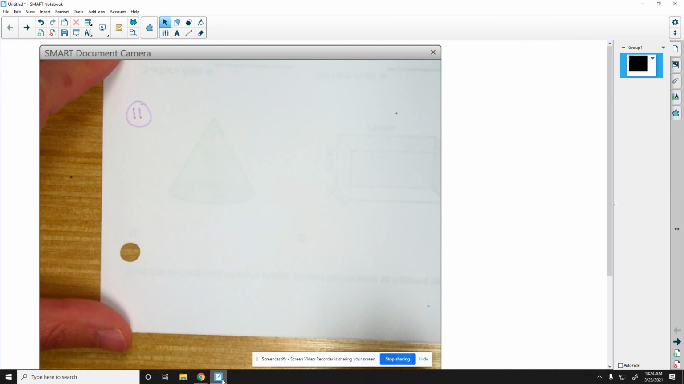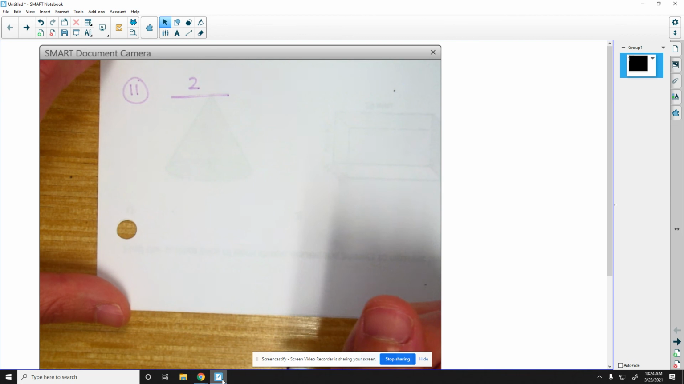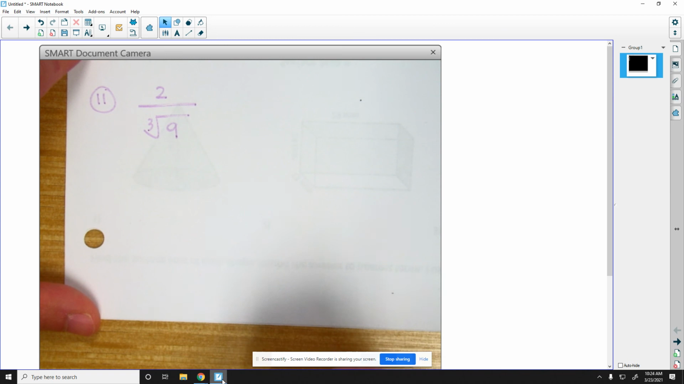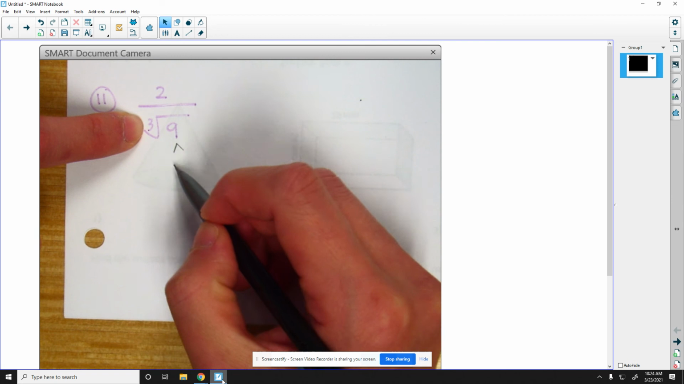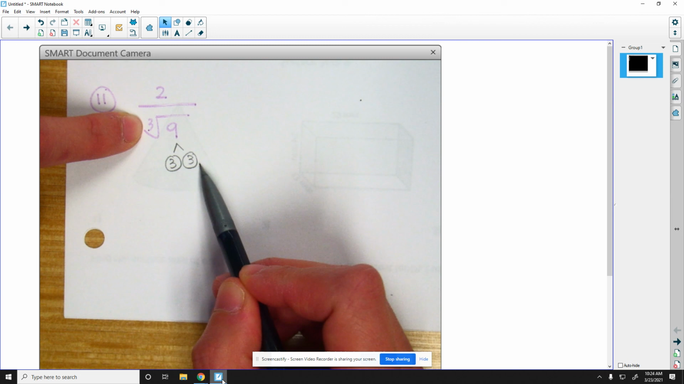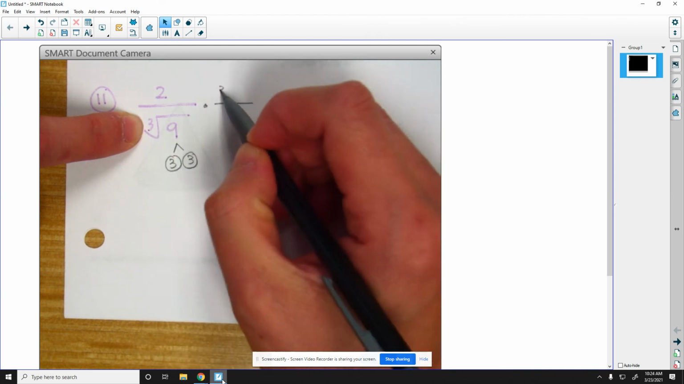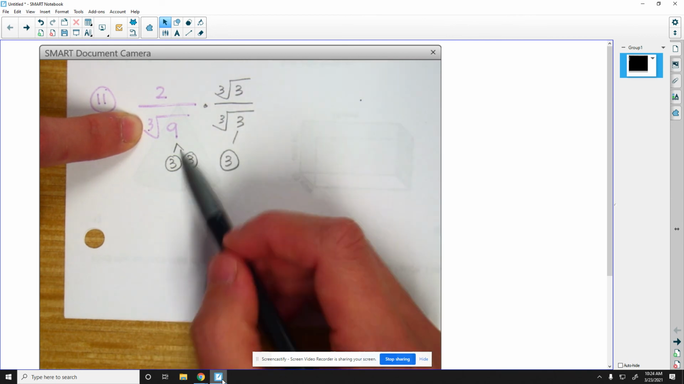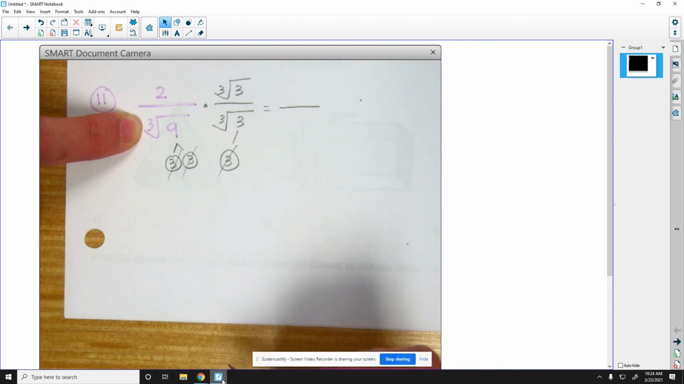So what if I had this? 2 over the cube root of 9. Don't multiply top and bottom by cube root of 9, because this time you have a cube root. So think to yourself, okay, 9 is 3 times 3. So I already have 2 of them. How many more 3s do I need to make my group of 3? Just one more. So do you see how technically I'm only going to multiply by one more 3? Because now I have my group of 1, 2, 3 that I can cross out and write one time.